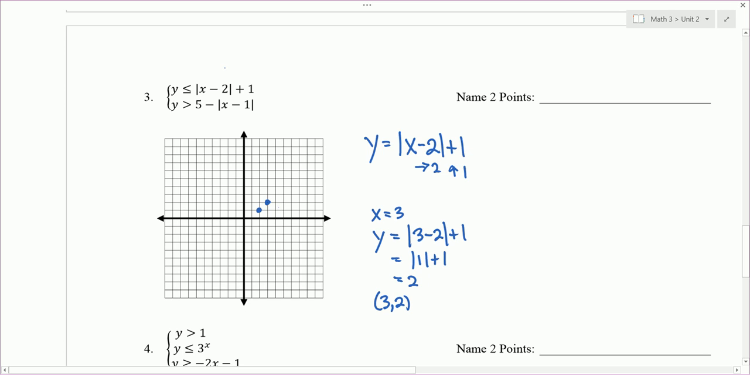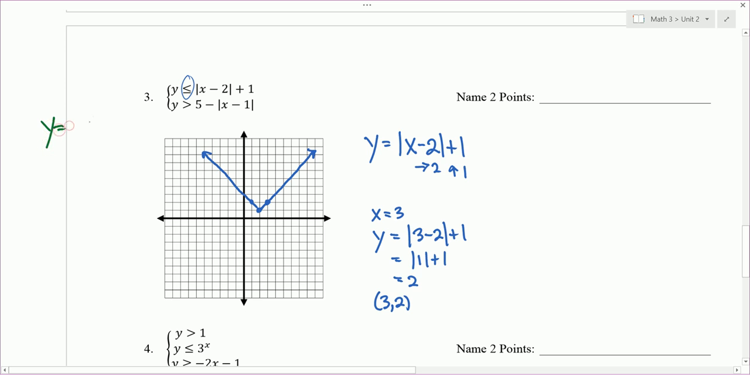Should it be solid or dashed? Hopefully you're saying solid because of that symbol has an equal sign in it. So solid. And we symmetric, so we can match the V shape on the left hand side as well. And there we have it. Okay, on to the next one.